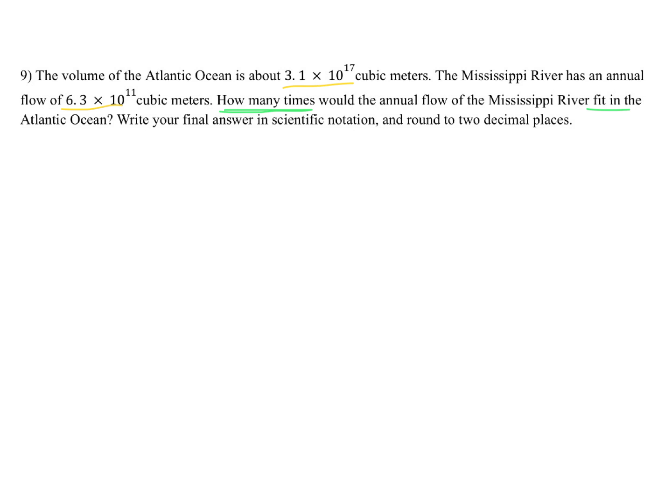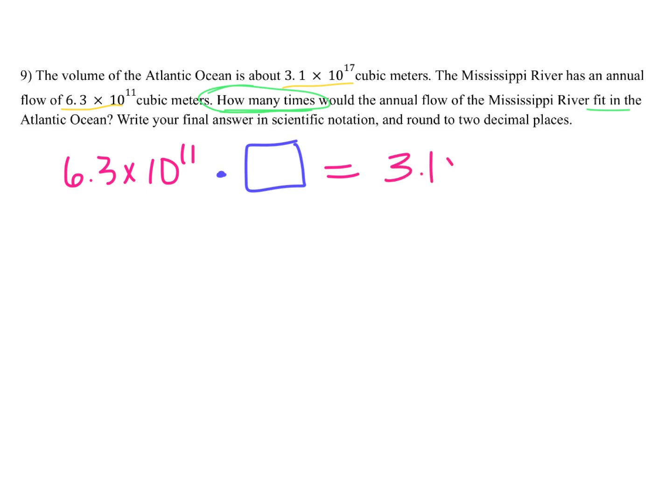Okay, so here's the key. How many times? So how many times would the flow of the Mississippi fit in the Atlantic Ocean? What that is saying is, what would we times the Mississippi River by? Times what to get the Atlantic Ocean? Remember, the ocean's going to be bigger than the river. So we don't know how many times that would fit into the Atlantic Ocean.